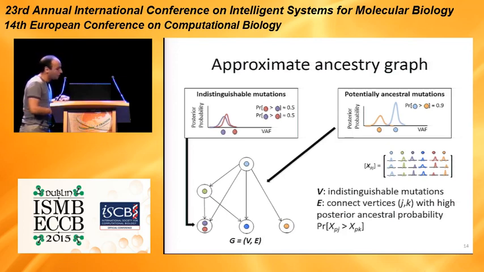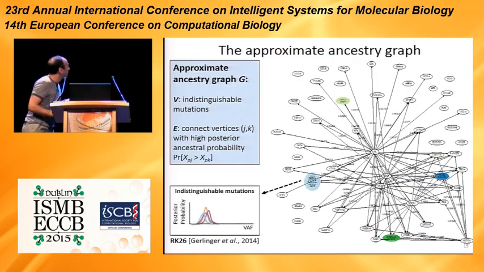Let me just quickly illustrate this on a real tumor. This is patient RK26. It's a clear cell renal carcinoma described by Gallinger. What I'm showing you here is the approximate ancestry graph, and you can indeed see that vertices correspond to sets of mutations. If you zoom in on this one, this is the picture that you could have. You have a bunch of overlapping distributions for each of the mutations that you cannot distinguish. That's why they end up in this cluster. And the edges connect vertices that have high ancestral probability.